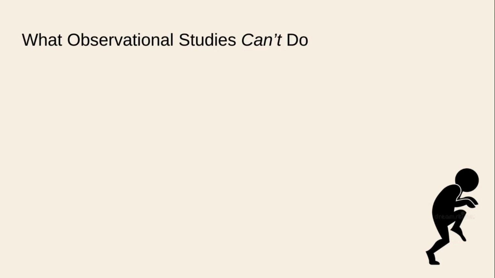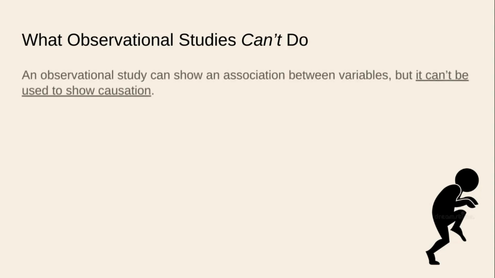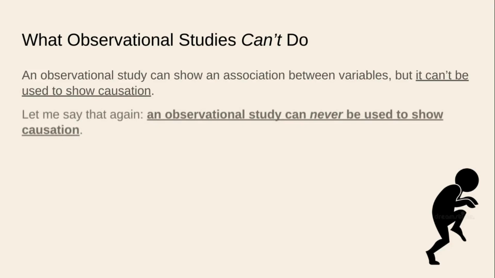So here's what observational studies cannot do. And this might be the most important thing to note about observational studies. An observational study can show an association between variables, but it cannot be used to show causation. Okay? You cannot show cause and effect with an observational study. You can say that variables are related, but you cannot say why definitively.